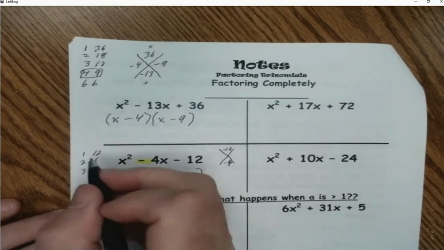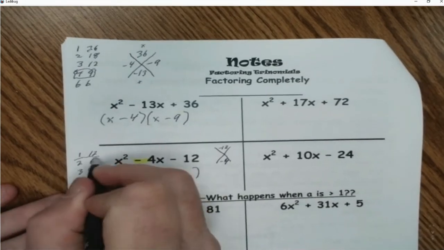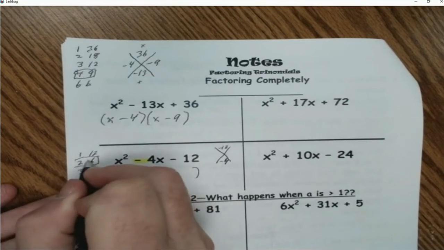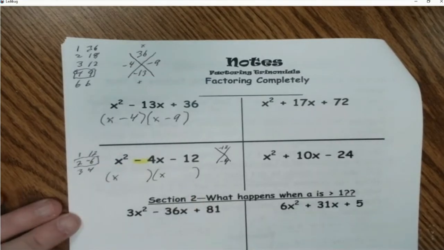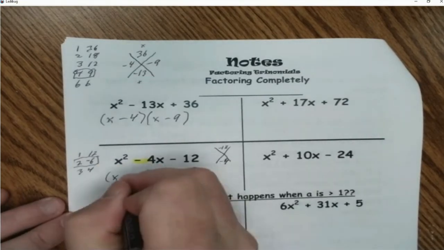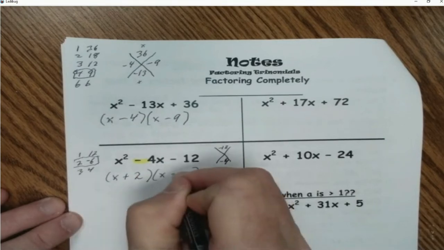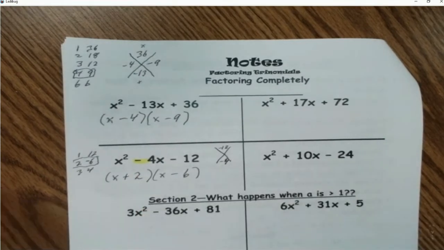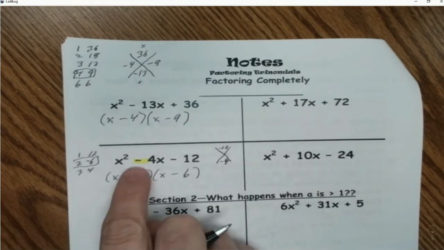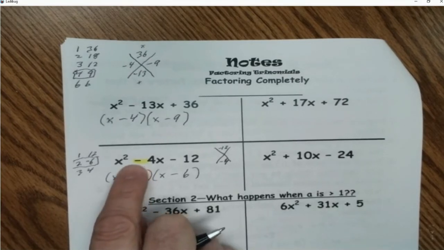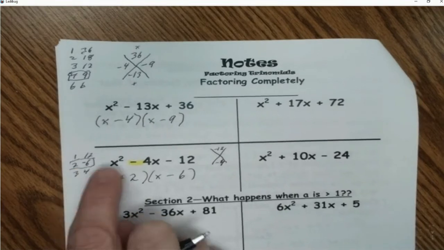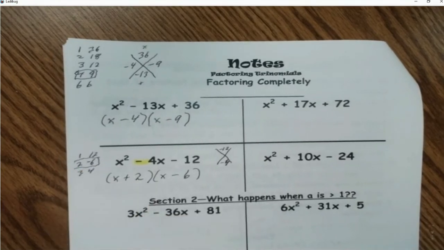So in this case, 2 and 6, if 6 is the negative number, would add up to be -4. So x plus 2, x minus 6. The bigger number is going to be whatever sign this is, because we need it to end up being negative when we add them together. So the bigger number has to be negative for that to work.